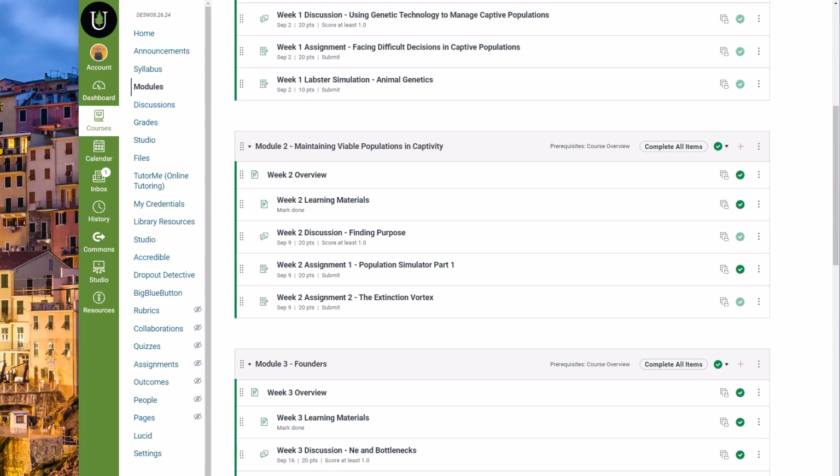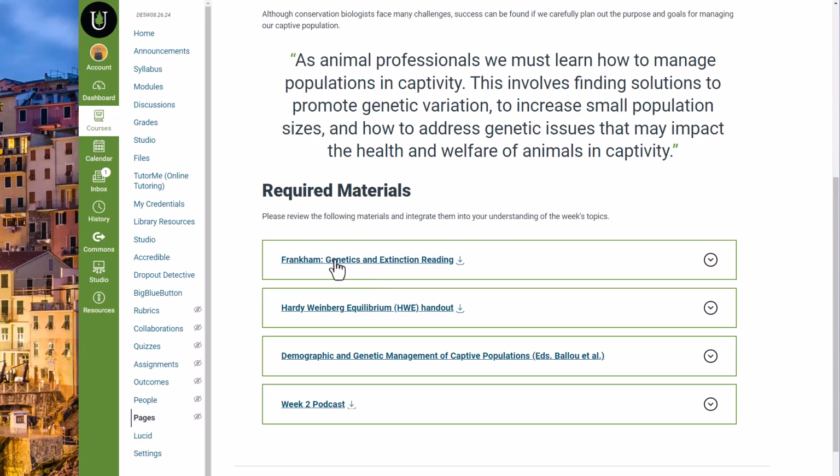Let's take a brief look at what you're doing this week. This is week 2, and we're looking at maintaining viable populations in captivity. Your learning materials are here. You'll read this chapter from Frankham, which is on genetics and extinction, and this one talks about the extinction vortex. There's also a handout on Hardy-Weinberg equilibrium.